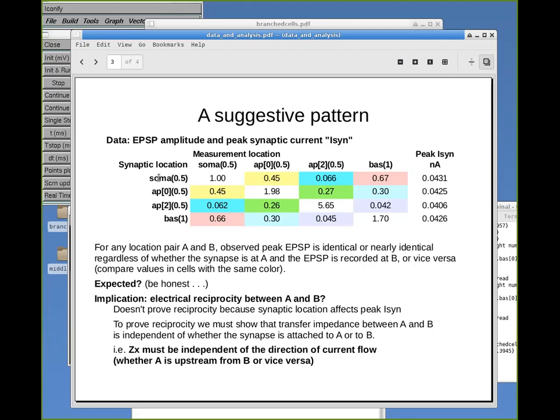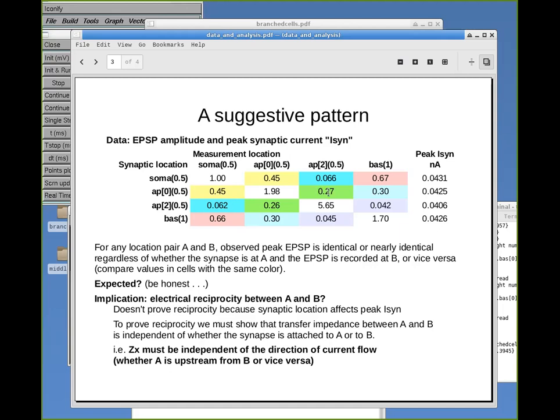So if we have the synapse at the soma and we're recording at A equals 0.5, or we have the synapse at A equals 0.5 and we're recording at the soma, we see these two voltages are nearly identical. Again, the same for soma and apical 2. That apical 2 here is downstream. For this cell, the soma is downstream. We see pretty close to the same. There is a difference, but it's pretty close to the same.